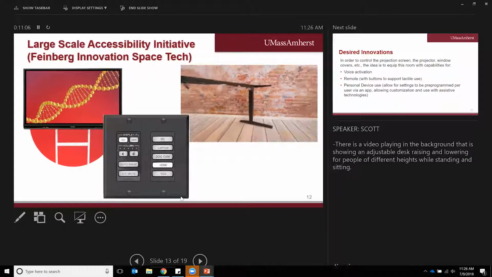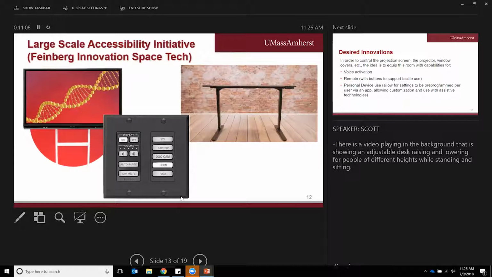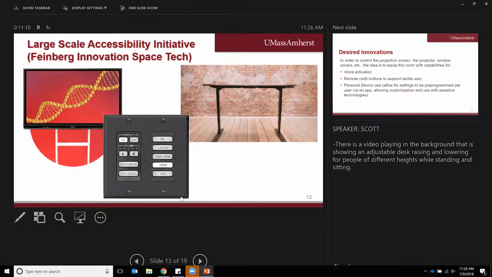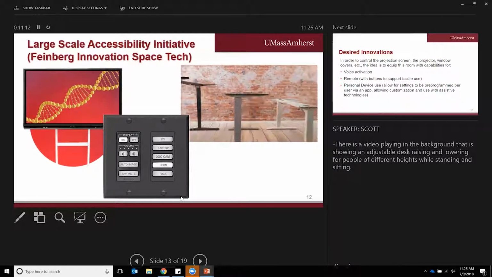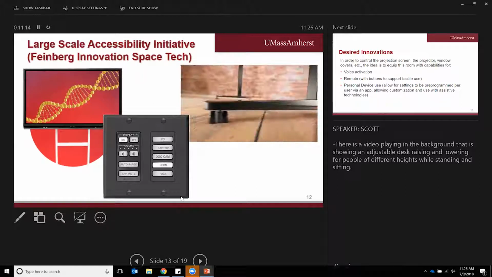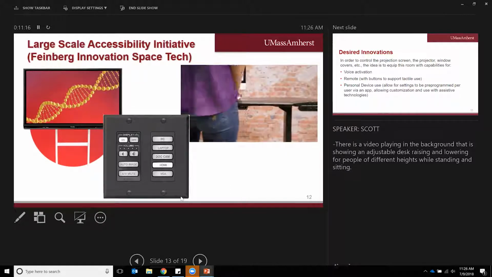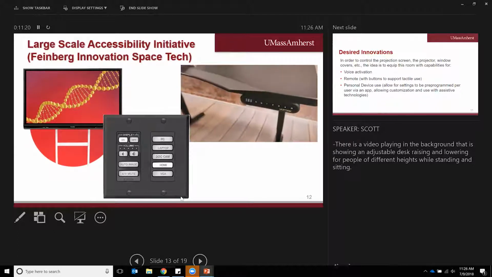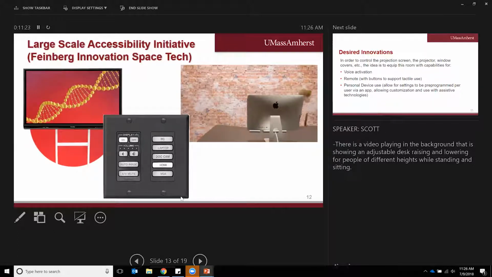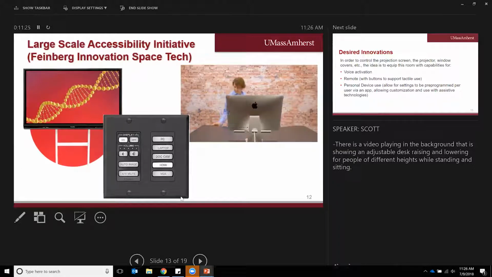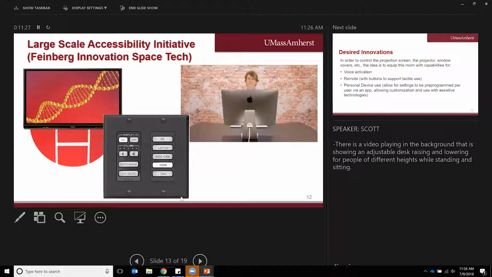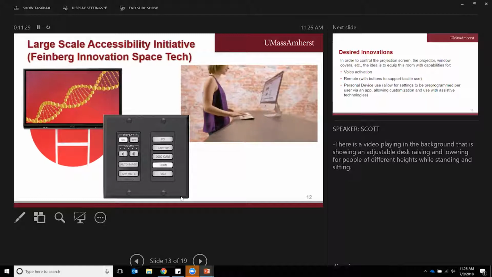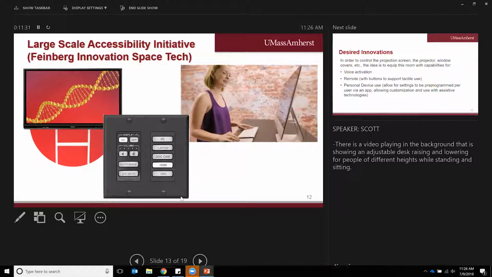So this is the picture of the height adjustable screen I was talking about. This is the kind of the tactile input that Kelsey was talking about for the room controls, because everyone's always touchscreen now. And this is a video playing of the height adjustable desks that ended up being crucial to the whole design for the actual instructor in the room. The video itself is just showing the desk adjusting up and down based on different user needs who are approaching the desk and interacting with computer technology.